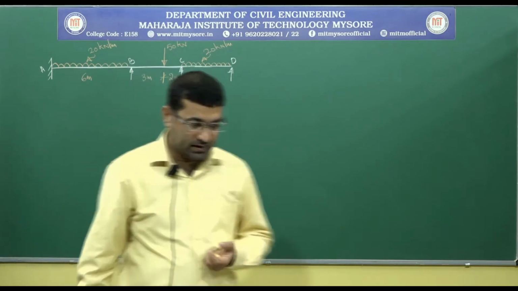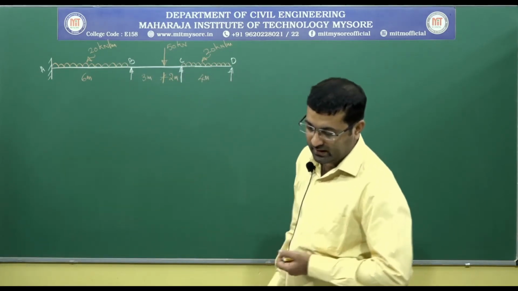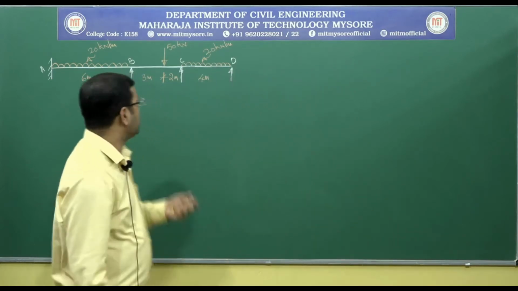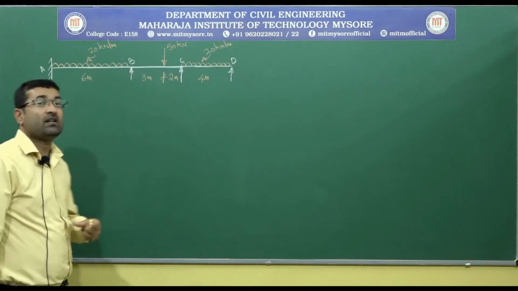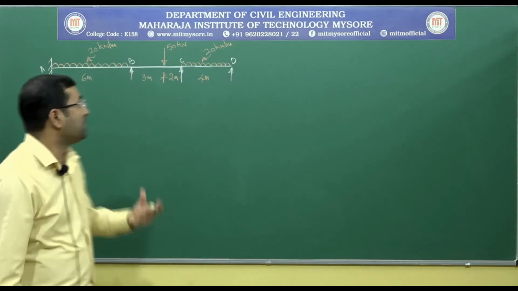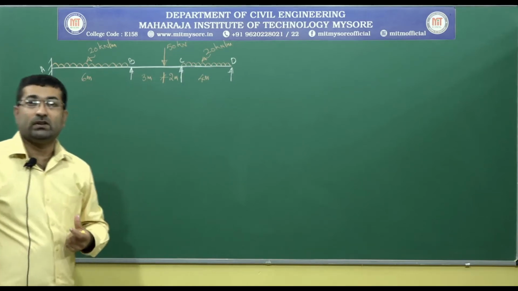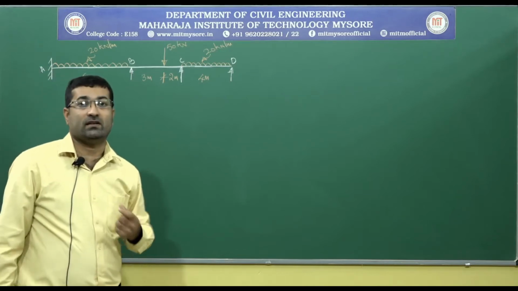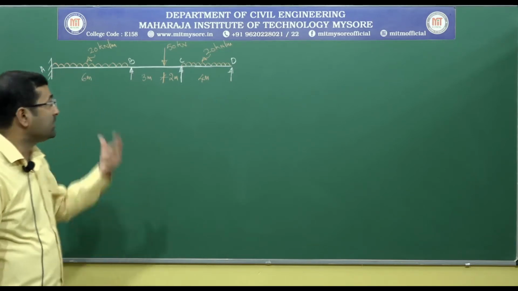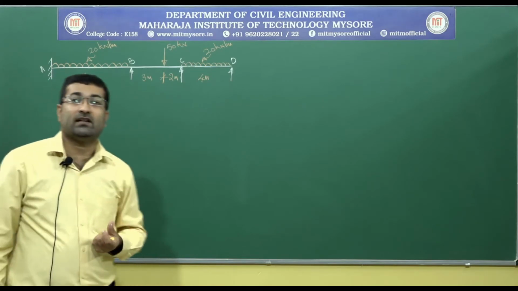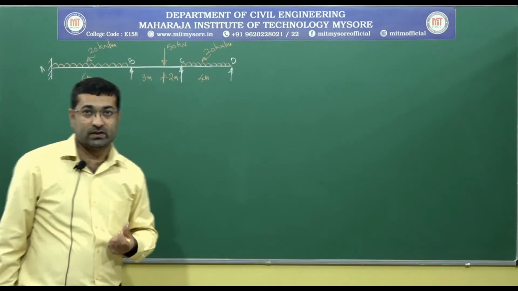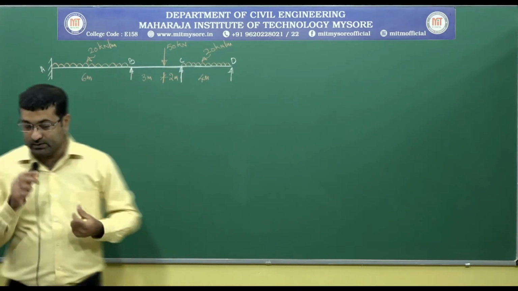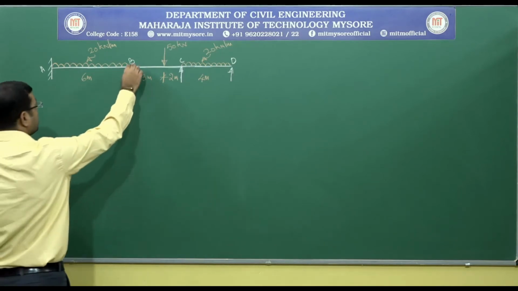For this case, the I value is a constant. So, there is no variation in the I value. The span AB is 6 meter, which carries a UDL of 20 kilonewton per meter. The span BC is 5 meter, which carries a concentrated load of 50 kilonewton at a distance of 3 meter from B. Similarly, the span CD carries a UDL of 20 kilonewton per meter and its span is about 4 meter.